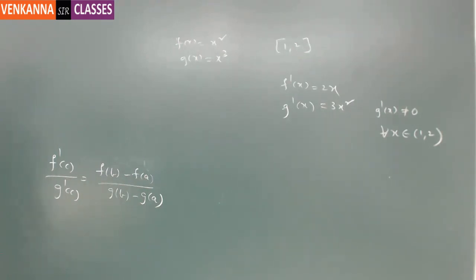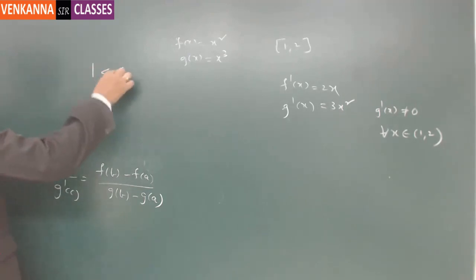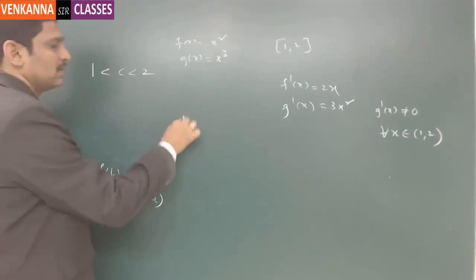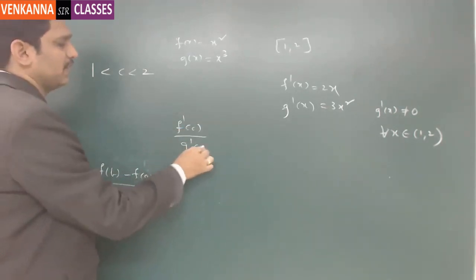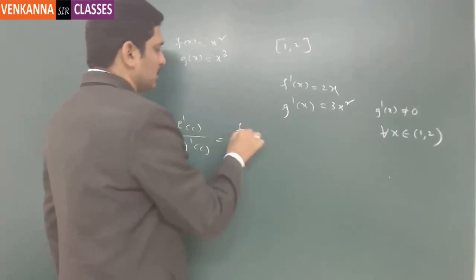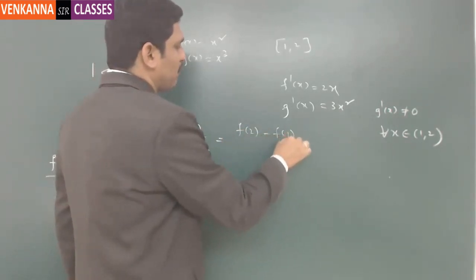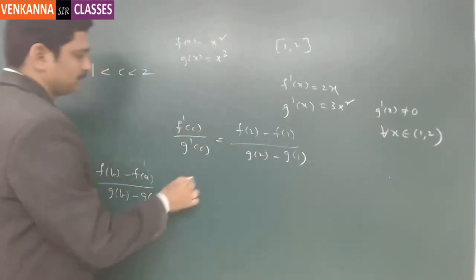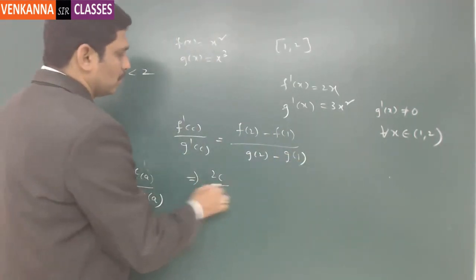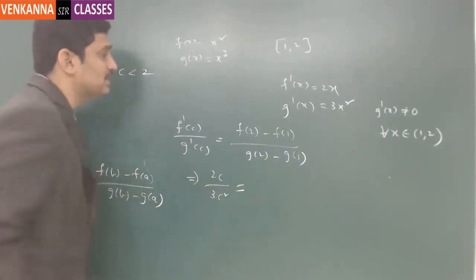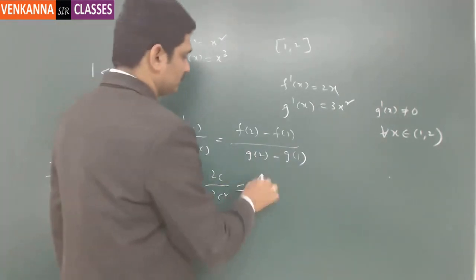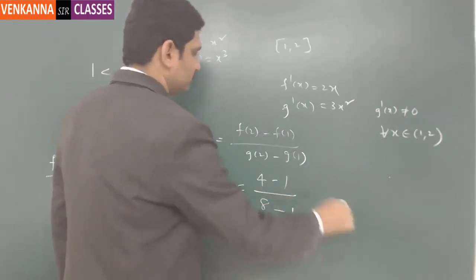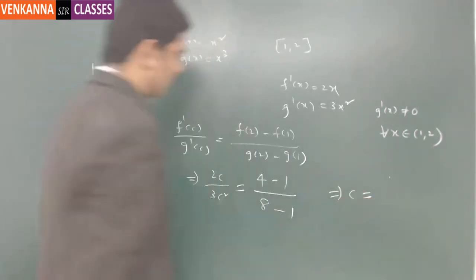Cauchy's mean value theorem. So there exists a point c which is lying between 1 and 2 such that f dash of c by g dash of c is equal to f of 2 minus f of 1 by g of 2 minus g of 1, which gives that 2c by 3c square is equal to, you are going to substitute the values. So you give me the value of c from this.